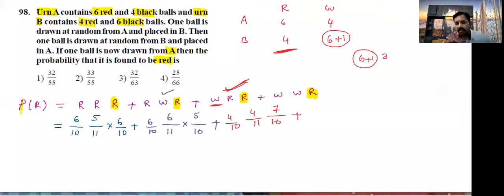Now students, third case, listen carefully. White color ball. White color means 4 by 10. What we selected? A white color ball and placed it in bag B. So white color is going to increase. Now in the second bag, total 11. We want to select white color.